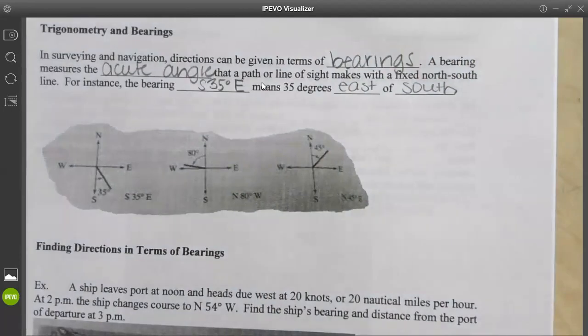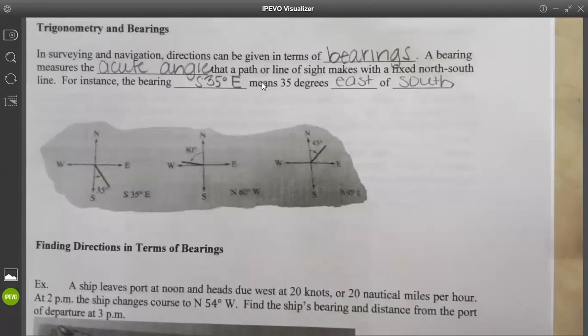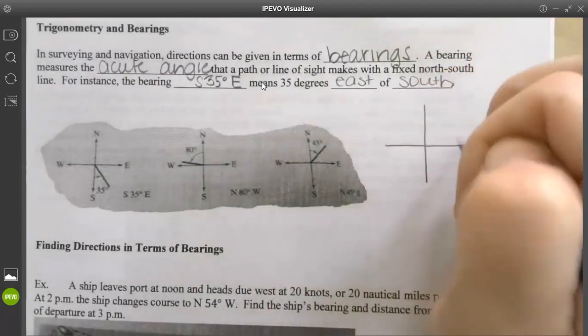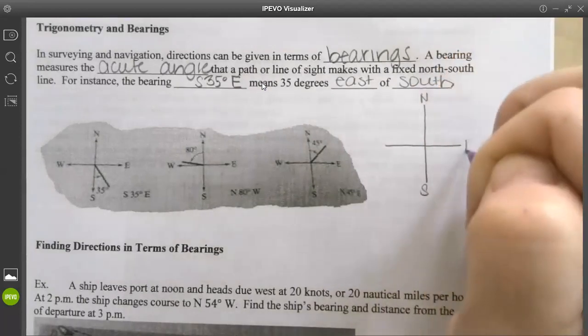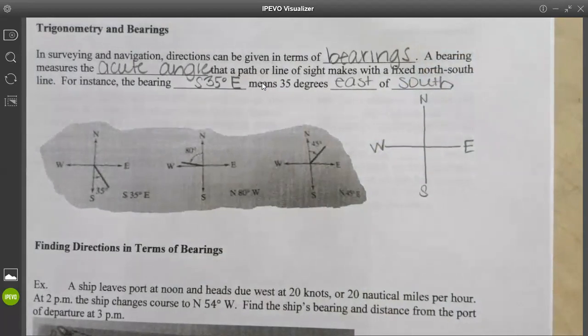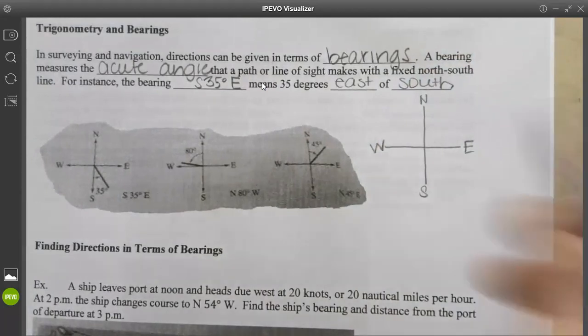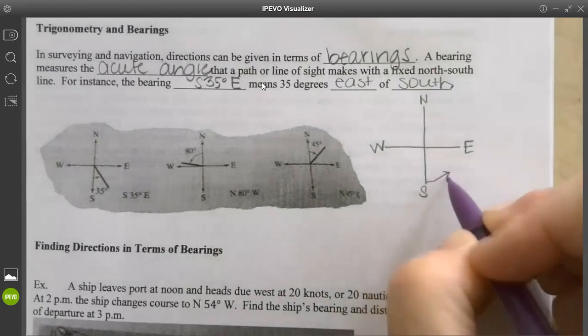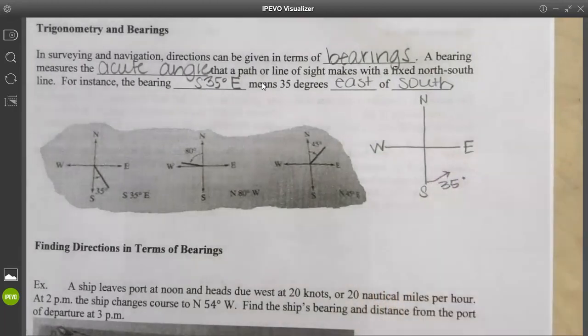I know that sounds crazy. I'm going to draw it. I'm a visual learner too. Stop stressing out. All right. So you have north, south, east, and west. South 35 degrees east means 35 degrees east of south. So we're going from south 35 degrees to the east. I don't know why they don't just use southeast. It's just the way that they do it.